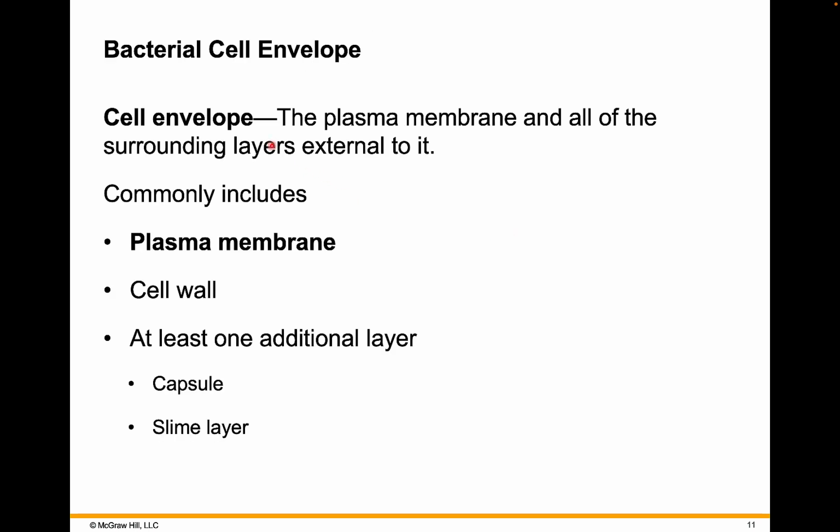So the first thing is the cell envelope: the plasma membrane and all of the surrounding layers that extend from it. Essentially, it surrounds the cytoplasm, and it commonly includes the plasma membrane. Outside the plasma membrane, there could be a cell wall, and outside that, it could have a capsule layer or a slime layer. We are going to see that in gram-negative bacteria you have a plasma membrane, then around that a periplasmic space, which contains a thin layer of peptidoglycan, and another lipopolysaccharide membrane surrounding it. We will talk about all of them one at a time.